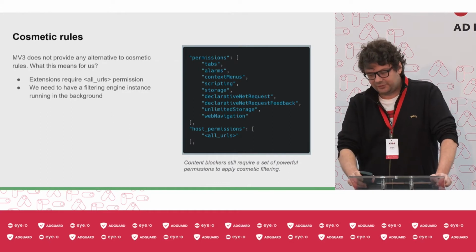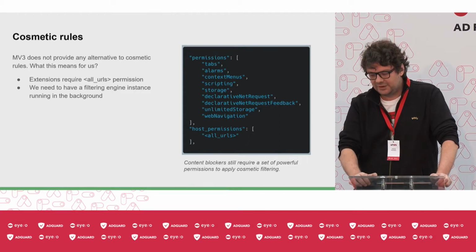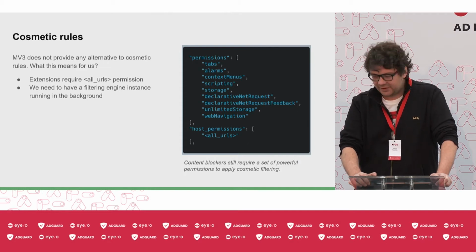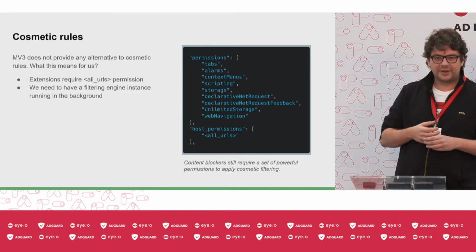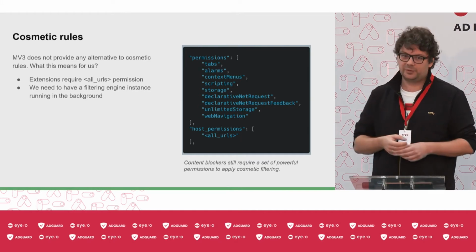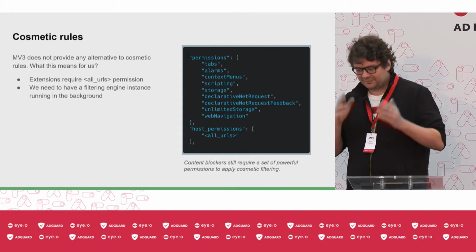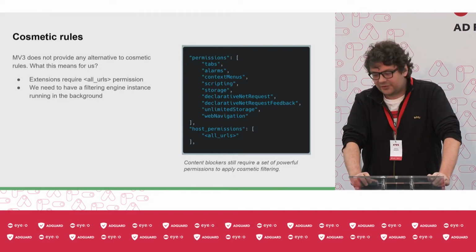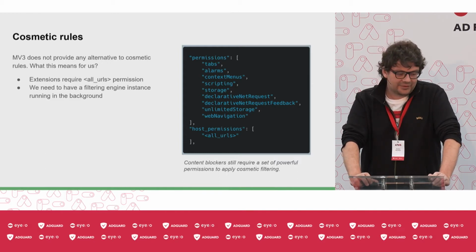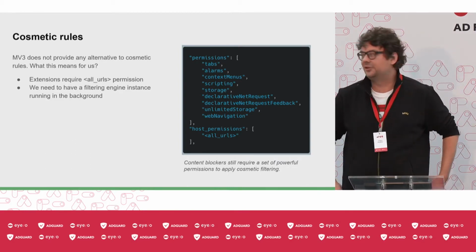And regarding cosmetic rules, MV3 doesn't provide any alternative to cosmetic rules. And what does this mean for the extensions? We still require very wide and powerful permissions. One of the goals of MV3 was narrowing the scope. But unless we have an alternative to cosmetic rules, a declarative alternative, that won't be possible. We still will require the all URLs permission and everything you have. And also, it means that we still have to run a filtering engine instance in the background. Otherwise, it would be too hard to quickly find cosmetic rules that should be applied to this or that page.